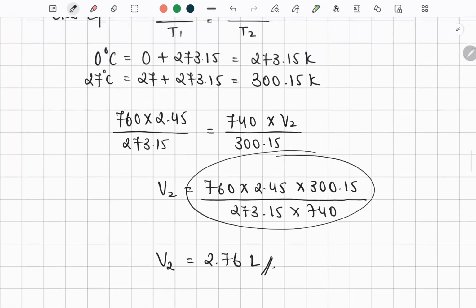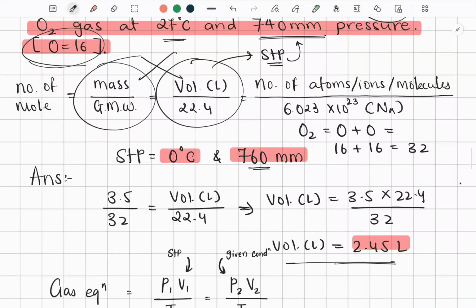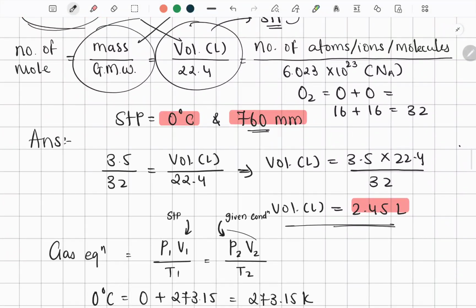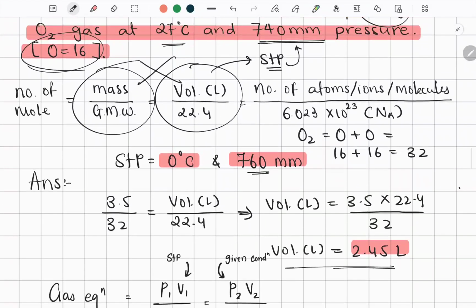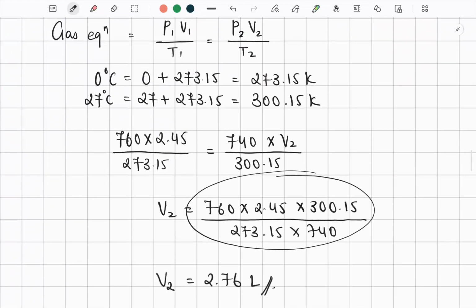So this is how we calculate volume at given temperature and pressure which is not equal to the STP condition. Okay, so whenever we are provided with the temperature and pressure outside the STP condition, what do we have to do? We have to first calculate the volume at STP. They might ask you the temperature at STP or anything else, but first you have to calculate the volume at STP. Then you have to equate this equation, P1 V1 divided by T1 is equal to P2 V2 by T2, and then you have to solve for the given condition and you will get the final answer.